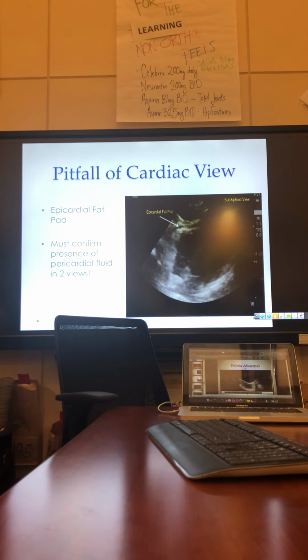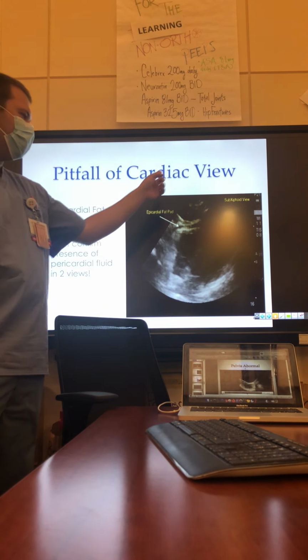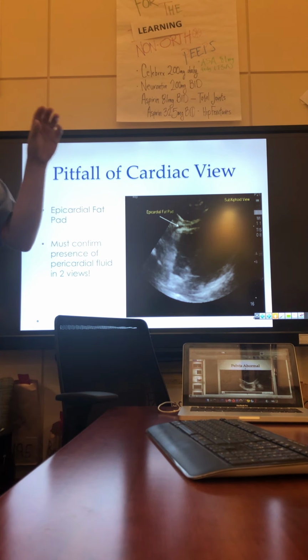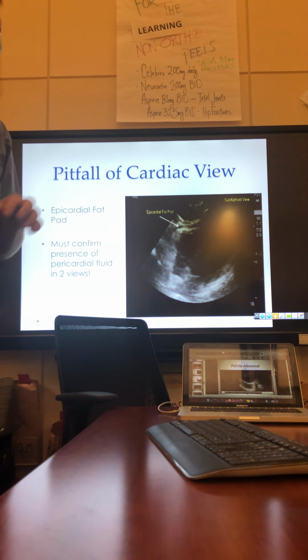There's one thing to keep in mind. It's very common. At least half the patients that we see are going to have some sort of epicardial fat pad. It's only on one side, so it's not circumferential around the heart. And it's not completely black. It has some mixed echogenicity to it. It has some bright white areas.